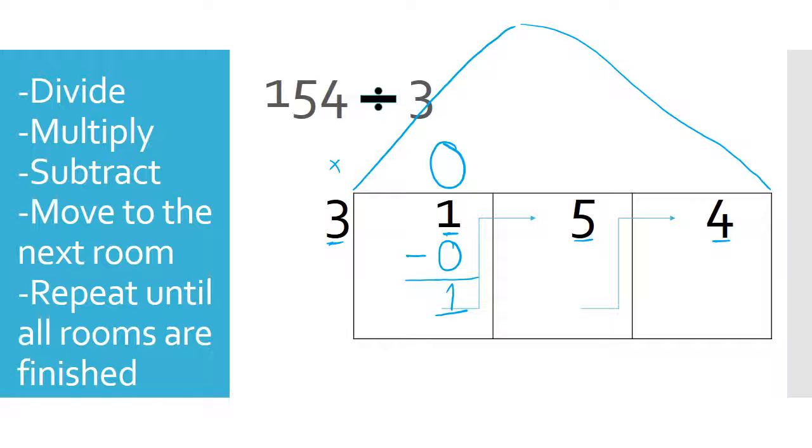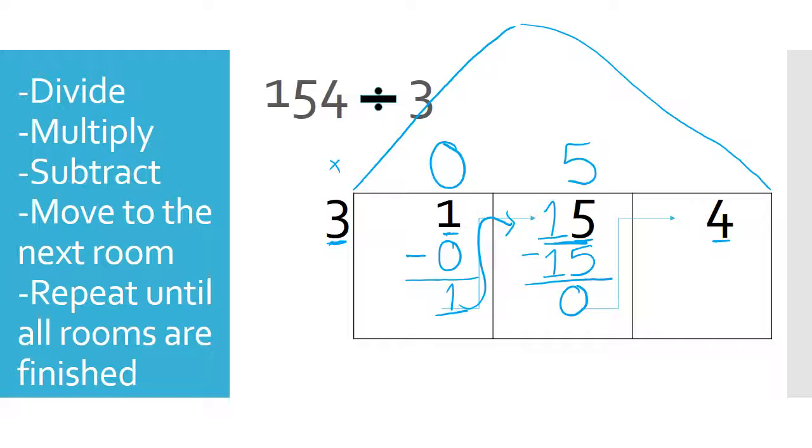Now here's where it goes a little bit differently. Instead of bringing down, we're actually going to move that 1 to the next room. So I'm going to take that 1, follow my arrow, and put the 1 into the room next door. That number is now 15, and I'm going to start over. I have got to divide this room as well, so let's go back to the beginning. How many times does 3 go into 15? Well, I know 3 times 5 is 15, so it's going to be 5 times. I'm going to put that on top of the room. I'm going to multiply 5 times 3, which equals 15. I'm going to subtract, and I'm going to get 0.